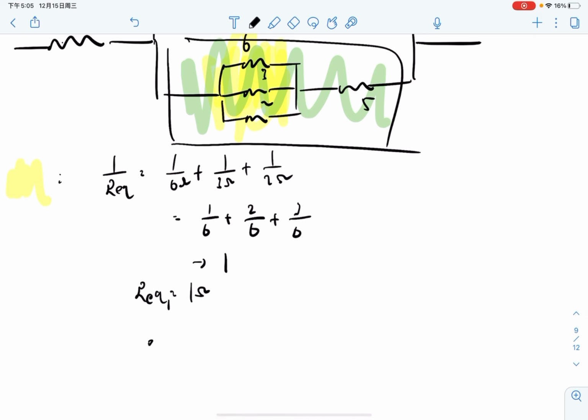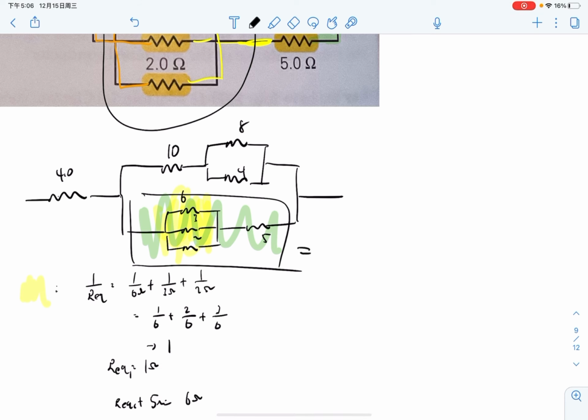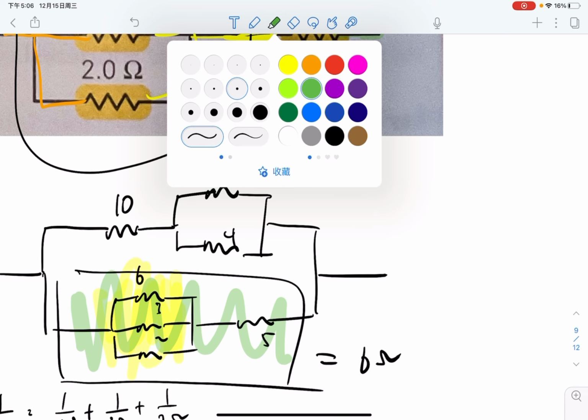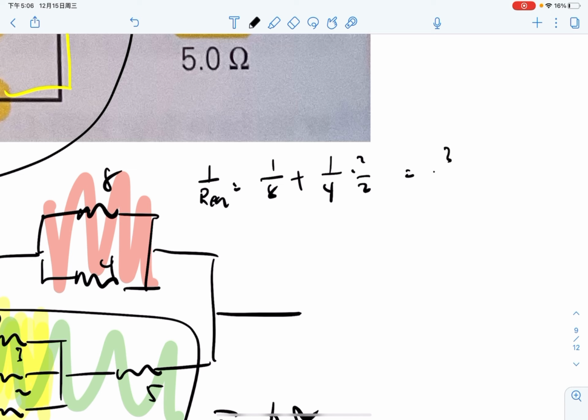R equivalent is equal to 1 plus 5, which is 6 ohm. So the green part is equal to 6 ohm. And for the red part, the R equivalent is equal to 1 divided by 8 plus 1 divided by 4, and times 2. It is equal to 3 divided by 8, so R equivalent is equal to 8 divided by 3 ohm.